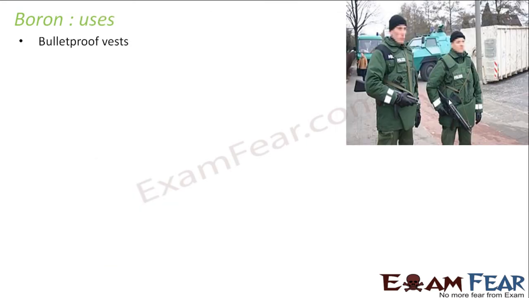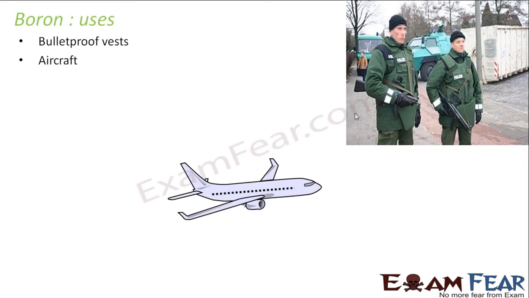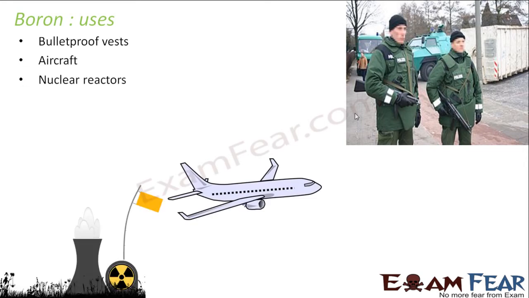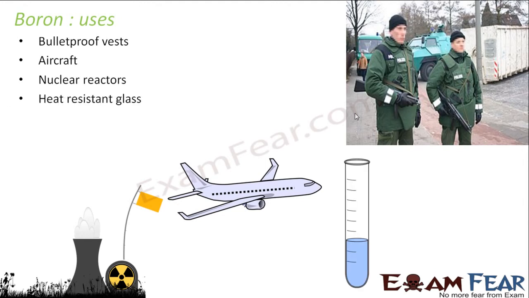Let's talk about the uses of boron. It is used in the bulletproof vest. Most of the policemen and the army people wear this. It is used in aircraft because it is very hard. It is used in nuclear reactors to control the speed of the neutrons. It is used to create heat resistant glass. The glass which we use in labs, the test tubes and all, are made from boron because they can resist heat. If you use the normal glass which you use in a house, it will crack.